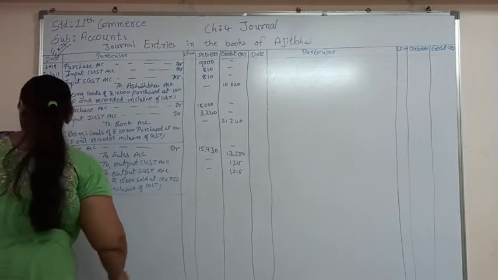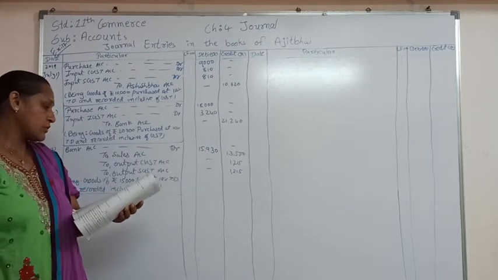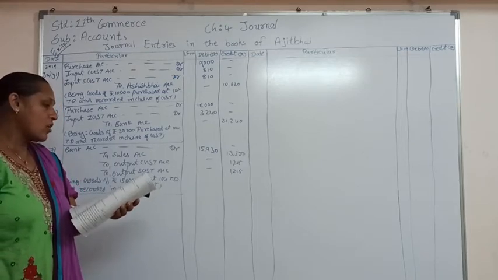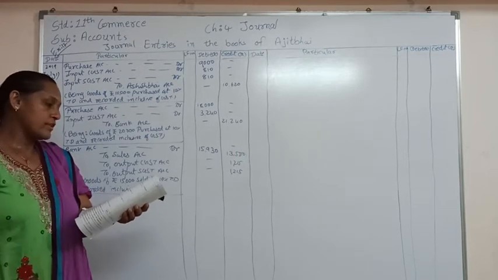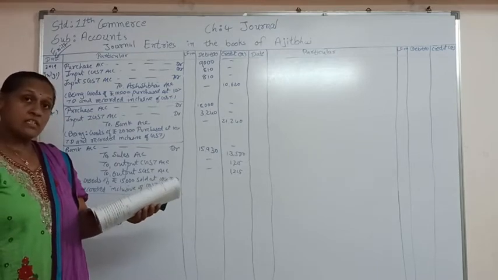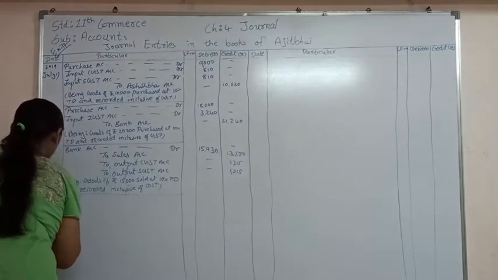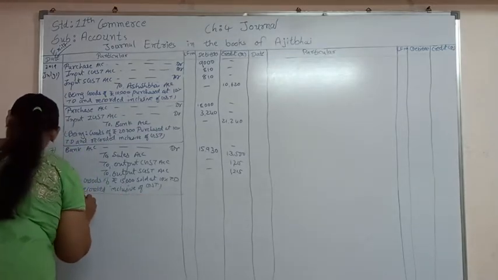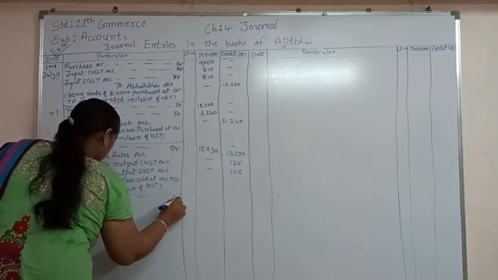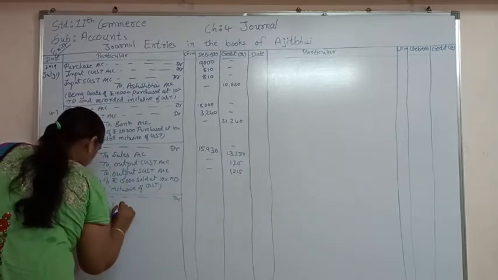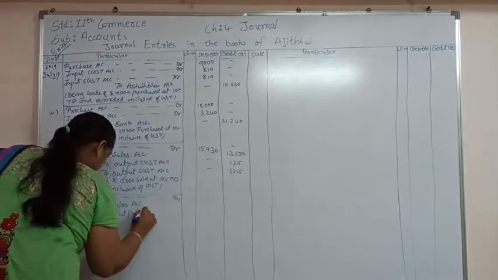After 7, the next transaction is on 10. Goods of rupees 20,000 at 10% trade discount sold on credit to Indrajit of Indore. So here we have sold the goods on credit. So Indrajit account debit, to sales account, to output IGST account; that journal entry we are going to pass.